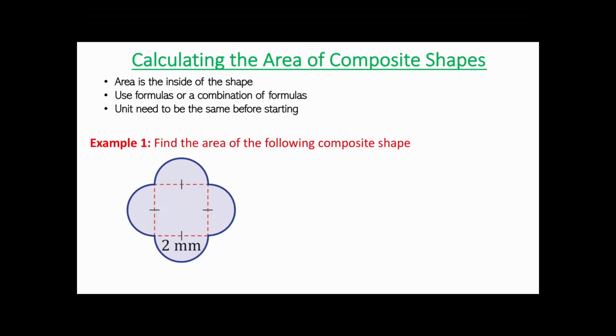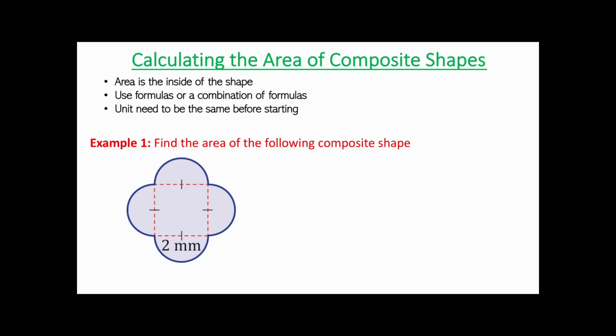Today we're going to be calculating the area of composite shapes. So the area is the bit inside the shape, as opposed to the perimeter that we were looking at last lesson, which is the bit around the shape. We're going to be using a combination of formulas because composite shapes can be made up of multiple more basic shapes, and we need to make sure our units are the same before starting, or else we might end up with an incorrect answer.